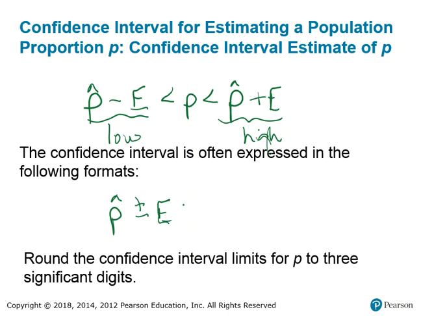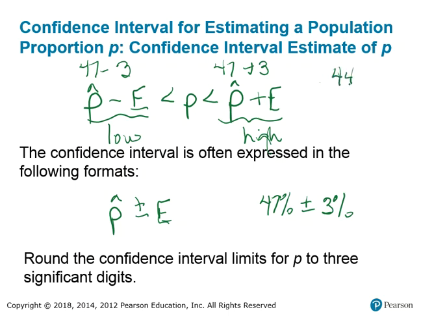So in the instance I was talking about earlier, if it's 47% vote plus or minus 3%, that's what it could look like. Or if I was using those numbers up here, it would be 47 minus 3 and 47 plus 3. So I would get a confidence interval of 44 to 50%. So I know between that's how many people voted for that candidate.